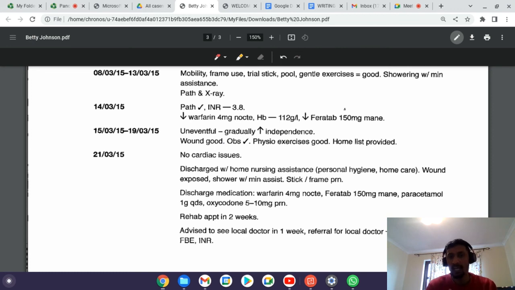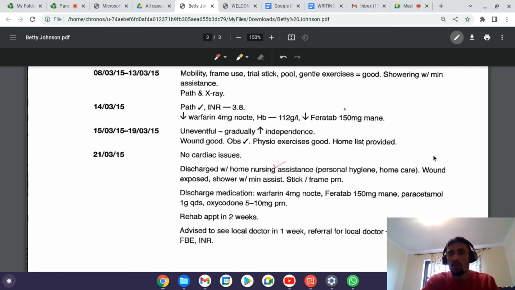Discharge with home nursing assistance, personal hygiene, home care. Take that sentence. Tell me whether it is relevant, semi-relevant, or irrelevant. That's what we are going to do. That is the content selection. Okay. So we can think that is important.